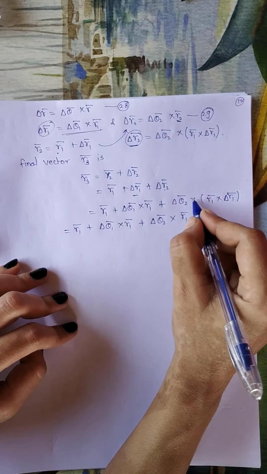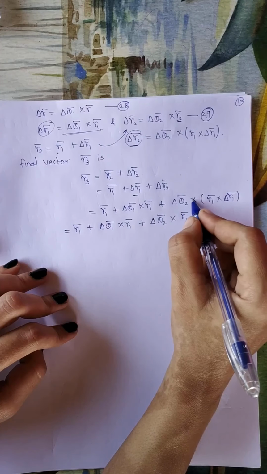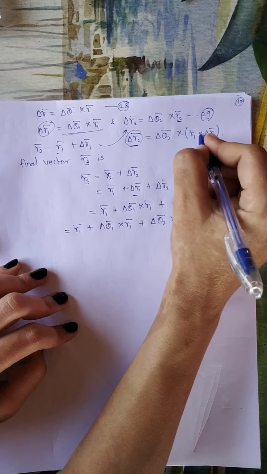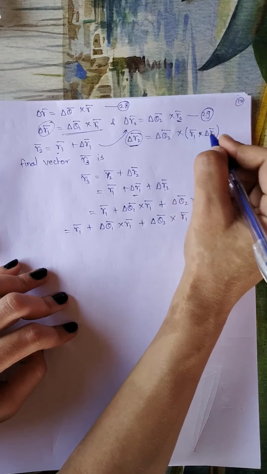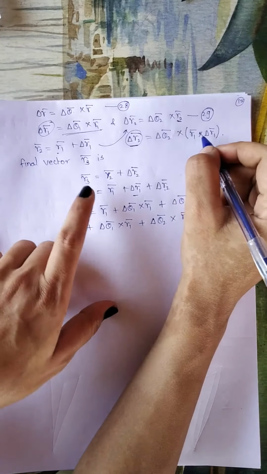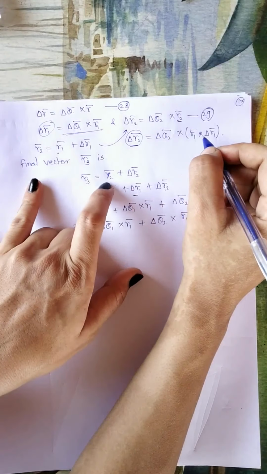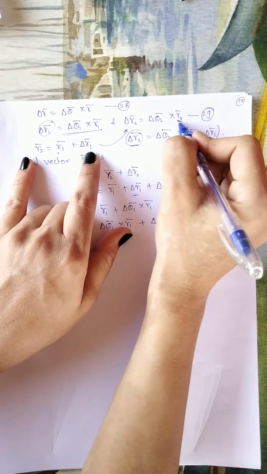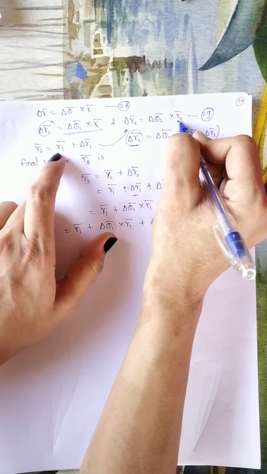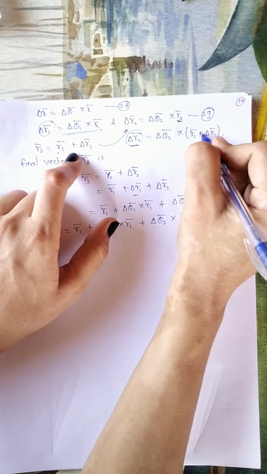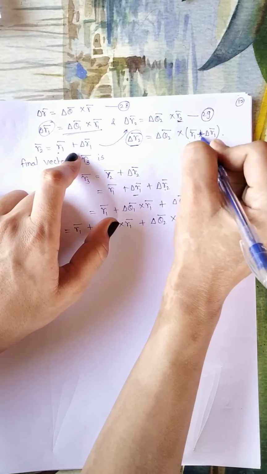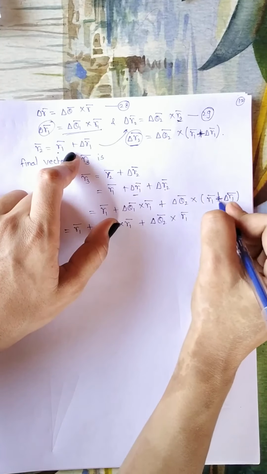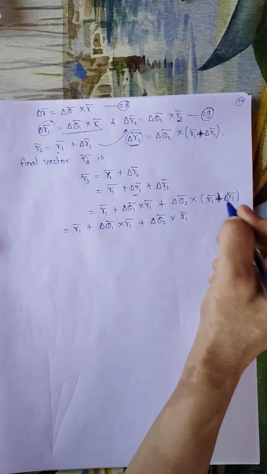Here there is an addition sign. By mistake we have taken it as a cross, because this is the value of r2 bar we are going to substitute, so this r2 contains an addition. By mistake we took it as a cross. So let's make this correction. Here there is a plus sign. So here also the correction will be plus.